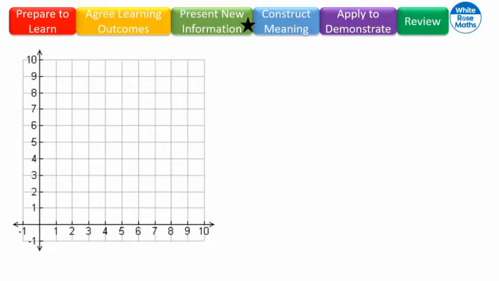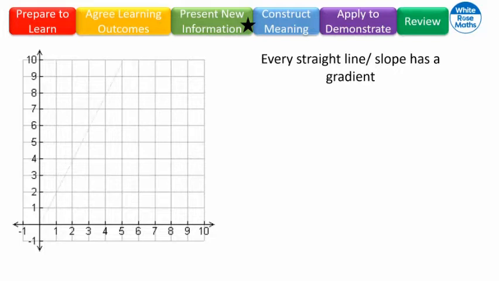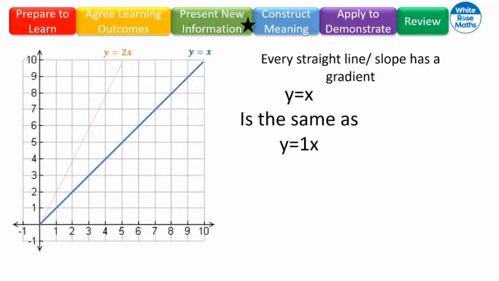So let's have a look and visualize this a little bit more. We know that every straight line or slope has a gradient. Here's a line, y equals 2x. The gradient here is 2. Another line, y equals x. The gradient here is 1. And we know that because y equals x is the same as y equals 1x. So that helps us explain E beforehand, question E on the last slide.